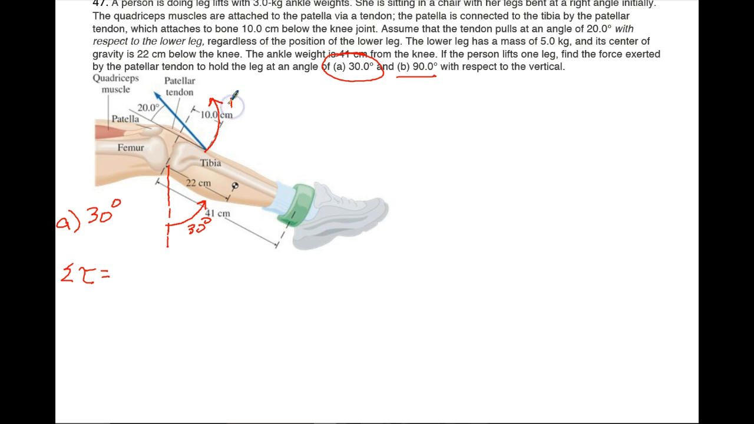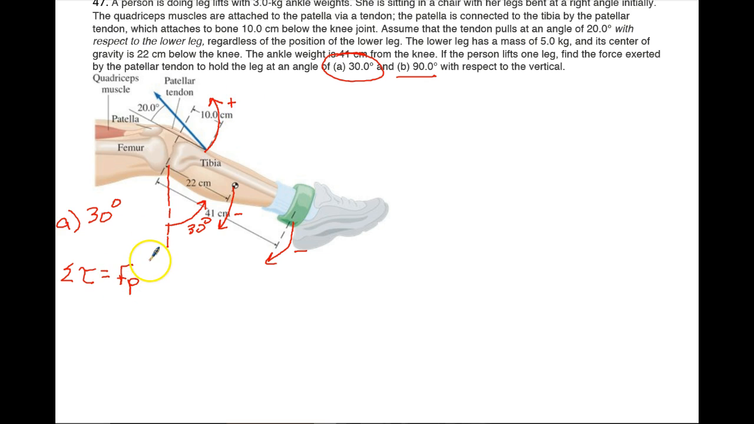So we're going to say since that's counterclockwise, that is a positive torque. We also have the center of gravity going in this direction, so that's a negative torque, and then finally the torque from our leg weight is going in this direction, and it also is a negative torque. Let's start with the patellar tendon force, so that's FP.